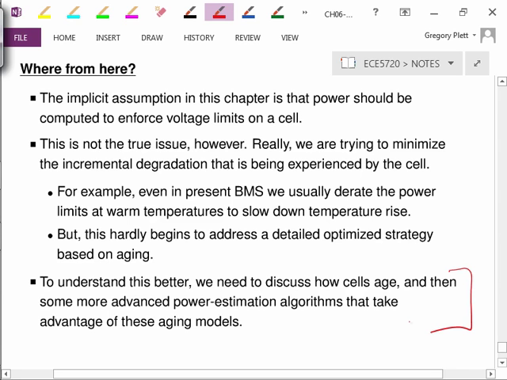So we need to understand how cells age in order to take advantage of electrochemical models, and we need to look at some more advanced power estimation algorithms that can take advantage of those aging models. And that's what we'll do with our final chapter with the remainder of this course.